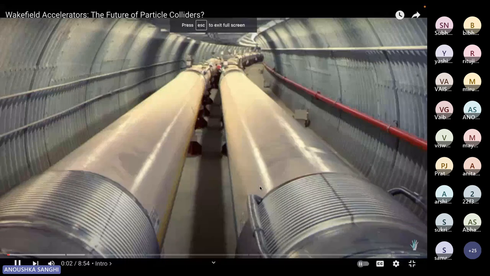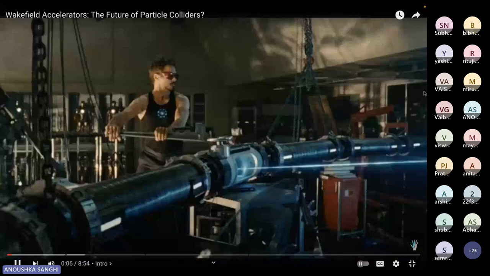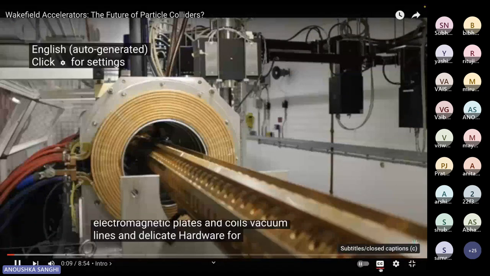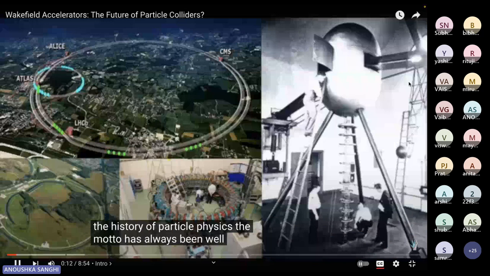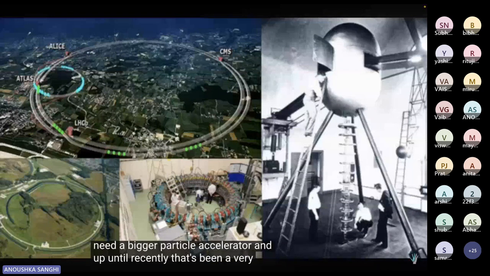Dozens of kilometers worth of tunnels, electromagnetic plates and coils, vacuum lines, and delicate hardware. For most of the history of particle physics, the motto has always been, well, I guess we need a bigger particle accelerator. And up until recently, that's been a very successful, albeit expensive, solution.